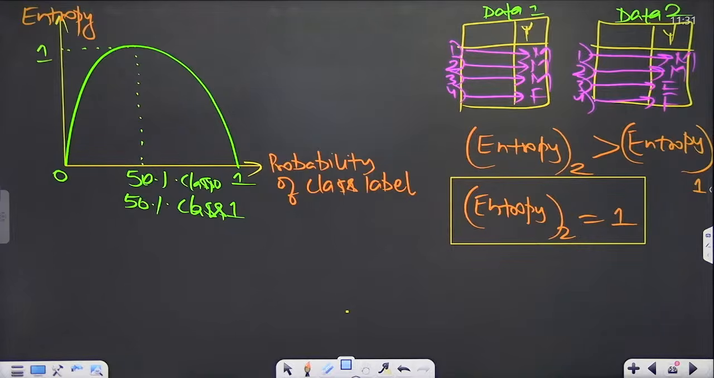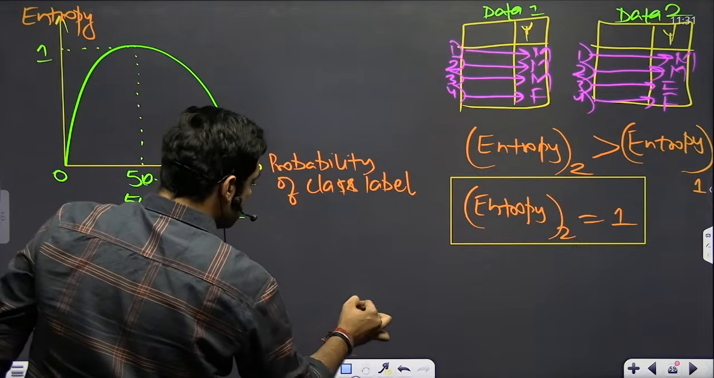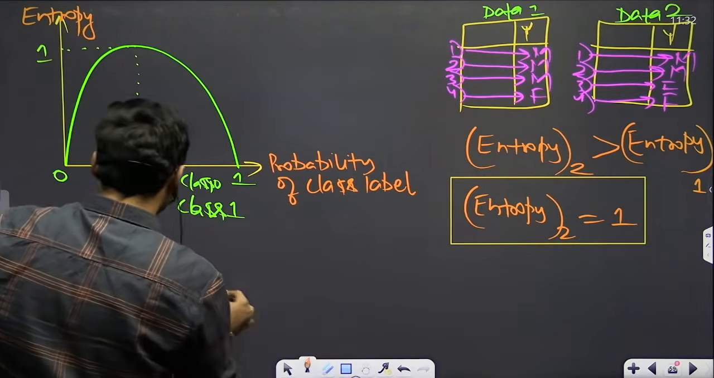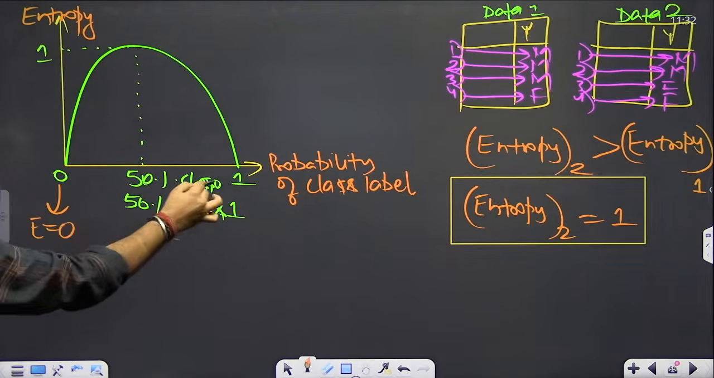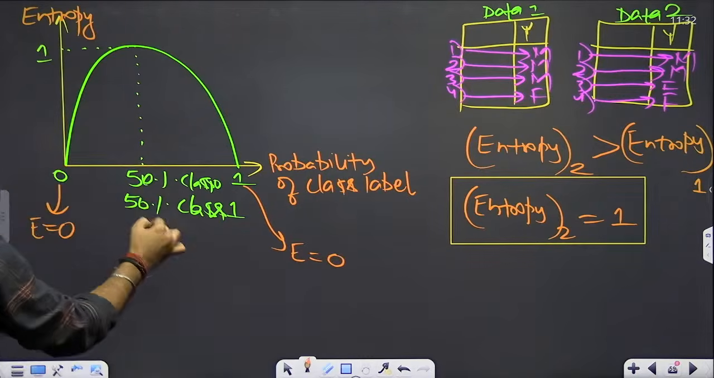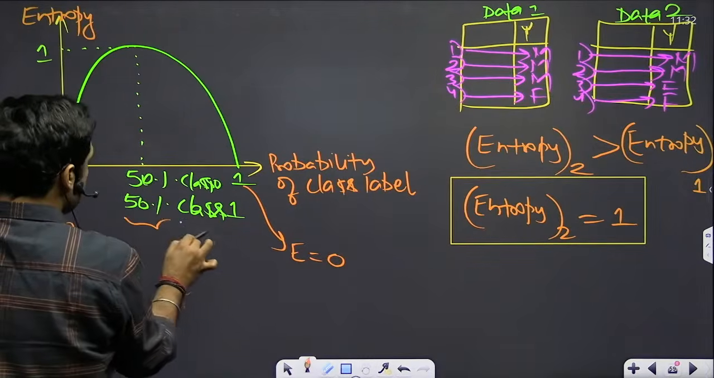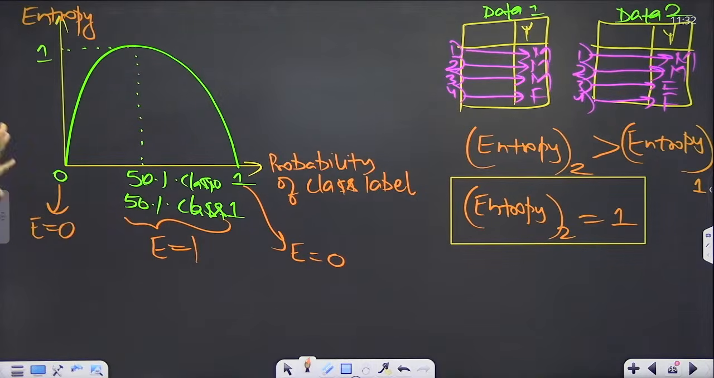So here, at pure class 0, entropy is 0, and when we have a pure class 1, entropy is 0. But at this position, entropy would be 1. I hope now this picture of entropy is clear to you.